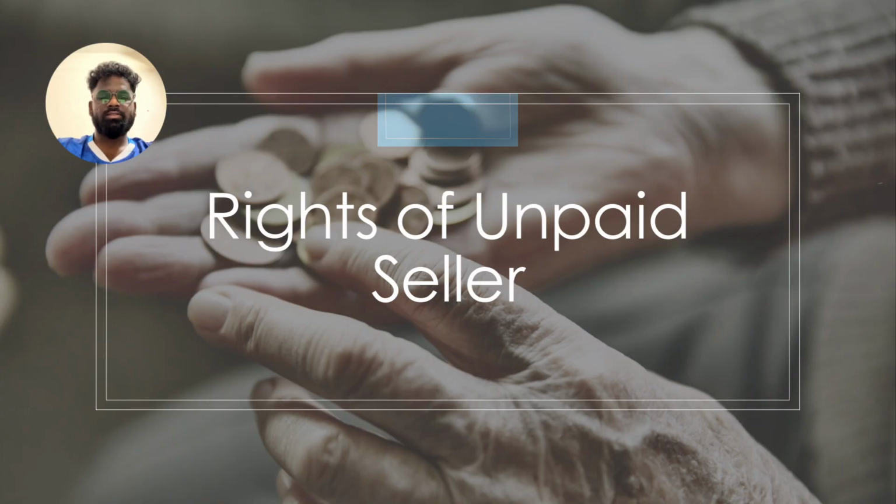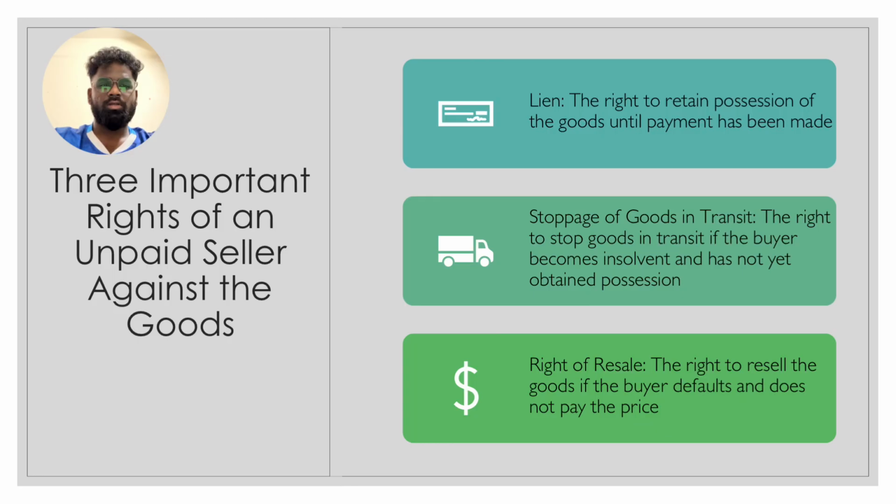Rights of unpaid seller. This is a new title slide. It will cover the legal protection a seller can take if the buyer fails to pay for the goods. Three important rights of an unpaid seller against the goods: an unpaid seller has specific rights regarding the actual item sold, like the right to keep physical possession of the goods until payment is made. Stoppage of goods in transit: if the buyer becomes bankrupt and the goods are on their way to the buyer with a carrier, the seller can stop the delivery and take them back. Right of resale: the right to sell the goods to someone else if the original buyer failed to pay.